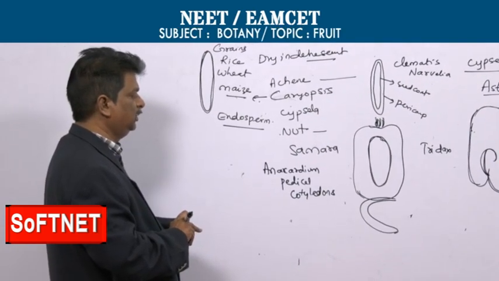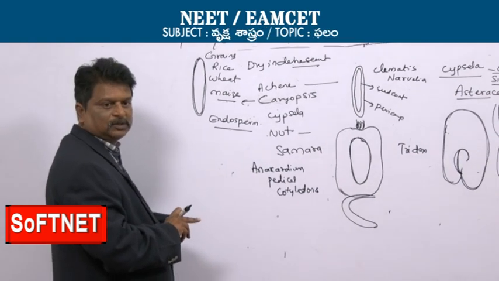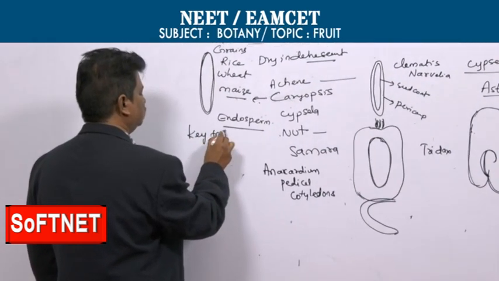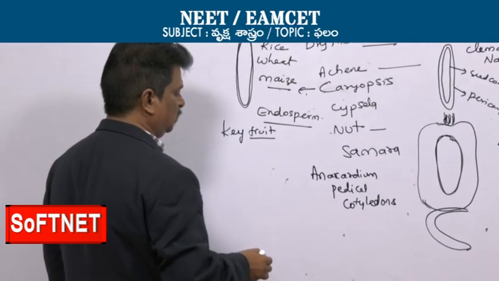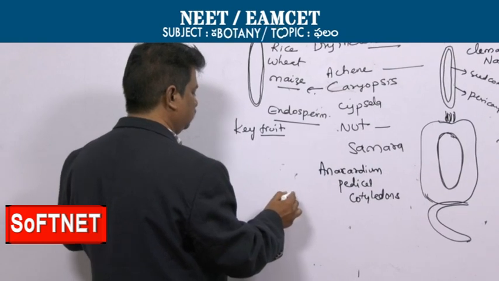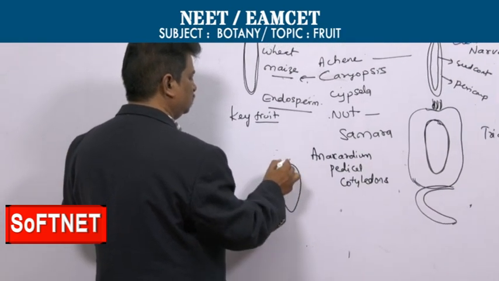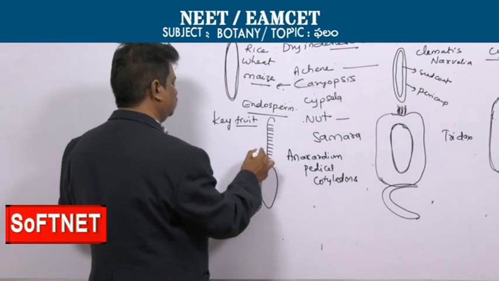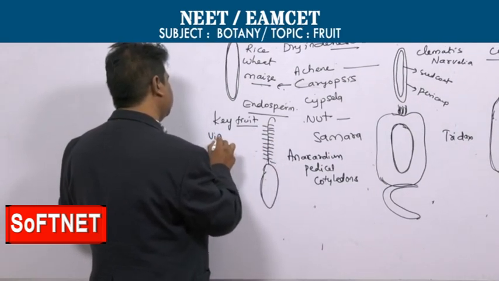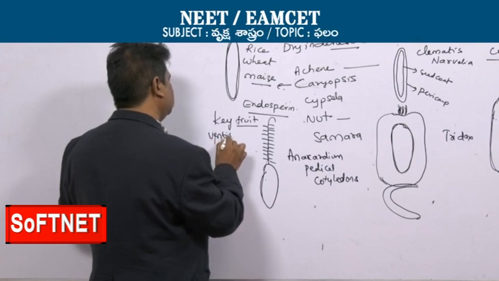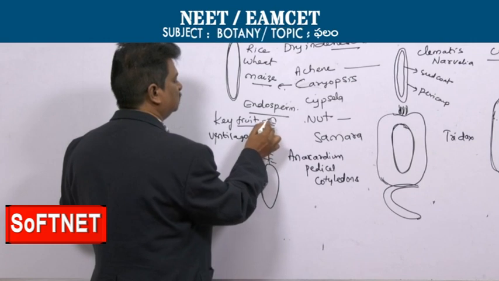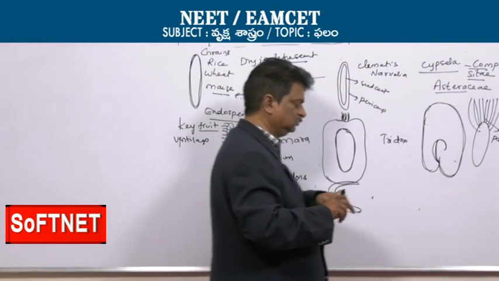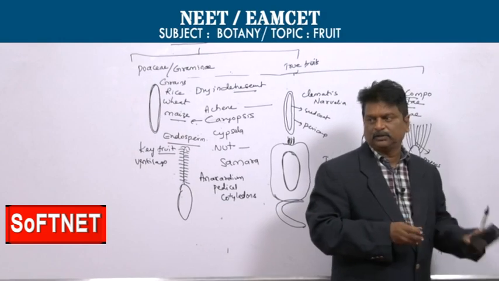Then under dry indehiscent fruits, the last one is the samara fruit. Samara fruits are also called key fruits. A samara fruit is identified by the presence of wings. A winged fruit is actually called a samara fruit. An example for samara is Ventilago. In Ventilago, the style is persistent, feathery, and helps in fruit dispersal.